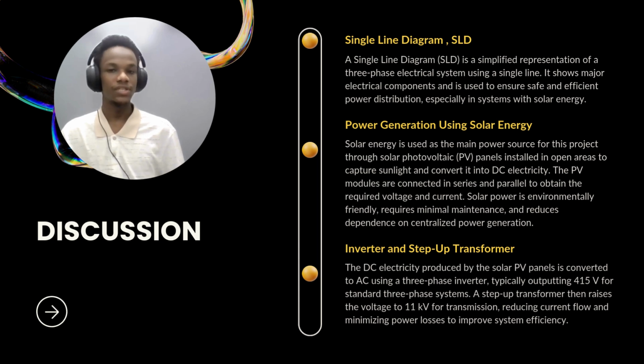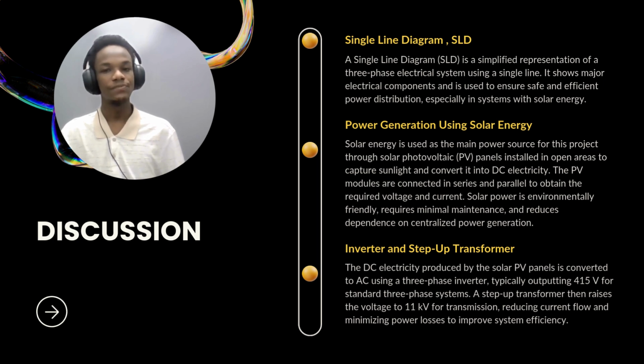For this project, we selected solar energy as our primary source. We use solar photovoltaic panels installed in open areas to capture sunlight and convert it directly into DC electricity. We chose solar because it's environmentally friendly, sustainable, and requires minimal maintenance.